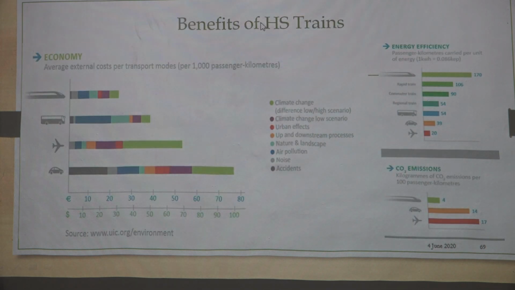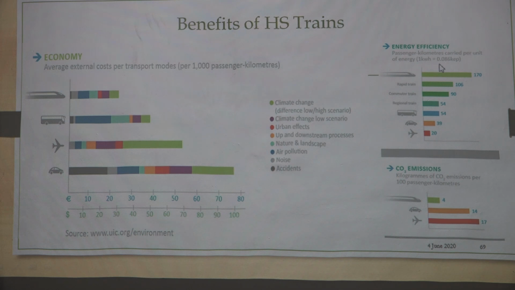We are going to get very good benefits from the high speed train. We can compare the benefit of the high speed train in terms of economy, energy efficiency and CO2 emission. As far as the economy is considered, the solution is economical per 1000 passenger per kilometer as compared to the bus, followed by the flight or air mode, then by individual car. These are some of the points considered to compute the economy of this operation: climate change, urban effect, nature and landscape, air pollution, noise and accidents. These are some parameters included here.